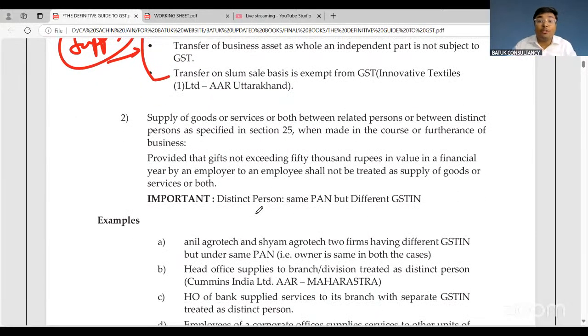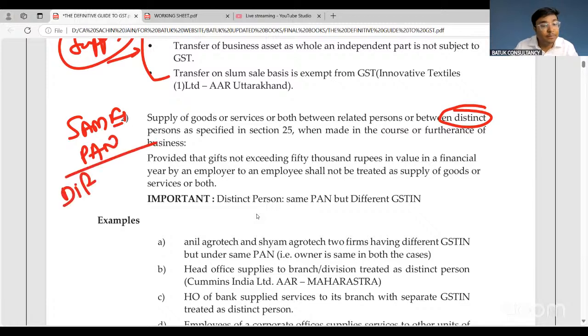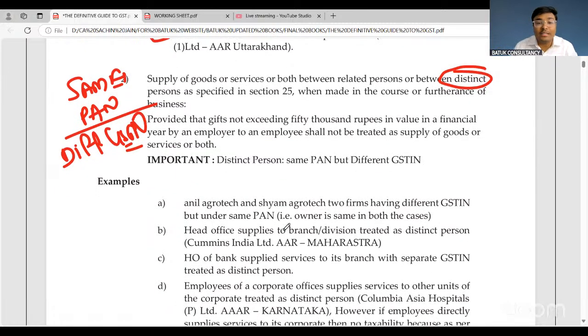Second, supply of goods or services between related party and distinct person, that is same PAN but different GSTIN. Same PAN but different GSTIN. That is the example.